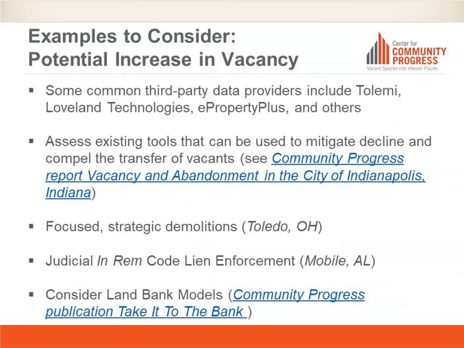If you have problems with vacancy and abandonment, be ready, employees, to do focused strategic demolitions so you know that the demolitions you have are going to have the greatest impact on that neighborhood.